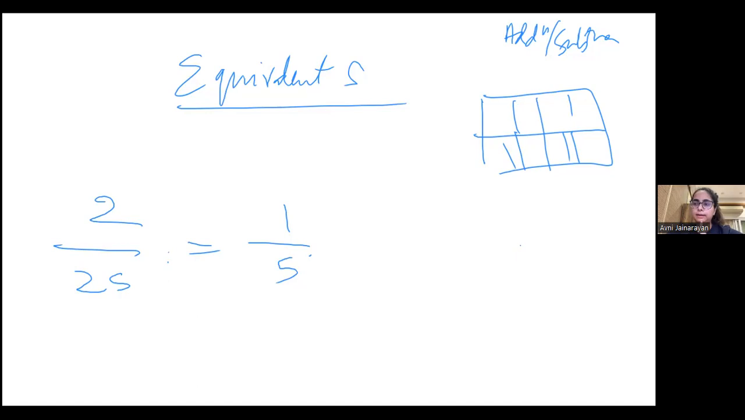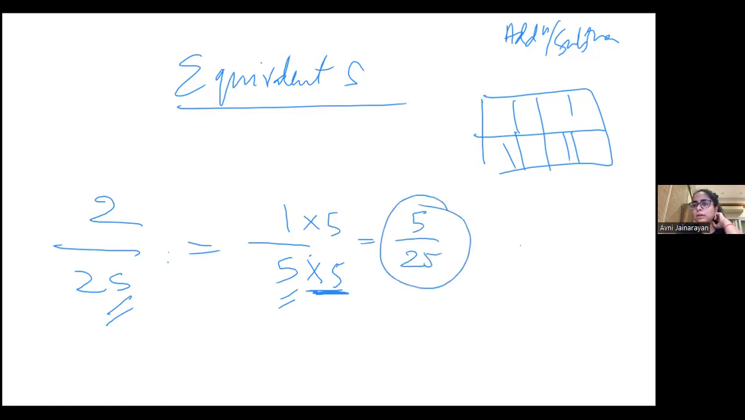Now, let's check your work with my work. This is 25, this is 5. So definitely 5 times 5 is 25. I'm multiplying the denominator with 5, so I will do the same operation on the numerator. Now the answer comes as 5 upon 25. And here it is 2 upon 25. It means they are not equivalent fractions. Okay?